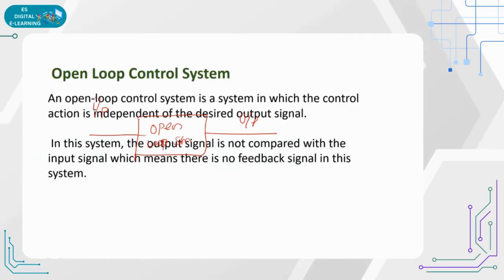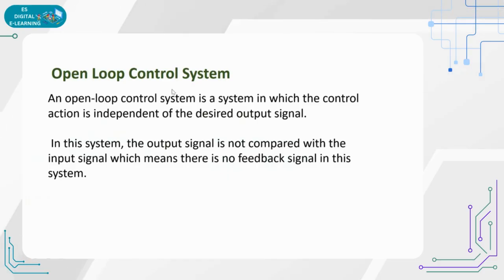Okay, so output, whatever that we are getting now, it won't tell us whether that output is correct or not. In the open loop system, whatever input we are giving, that will be taken. So here, for the output, we don't have a feedback, no feedback signal in this system.